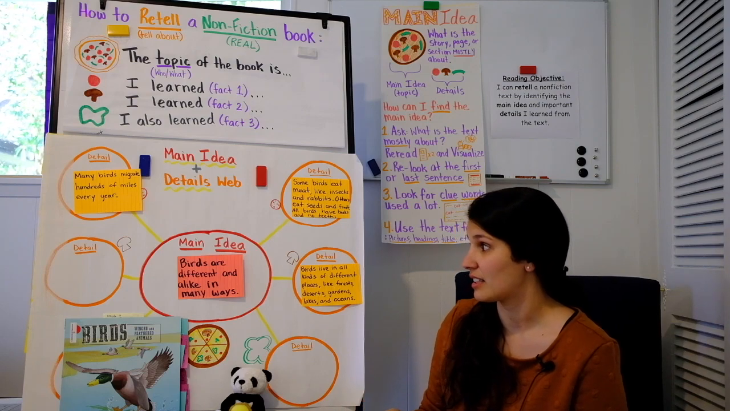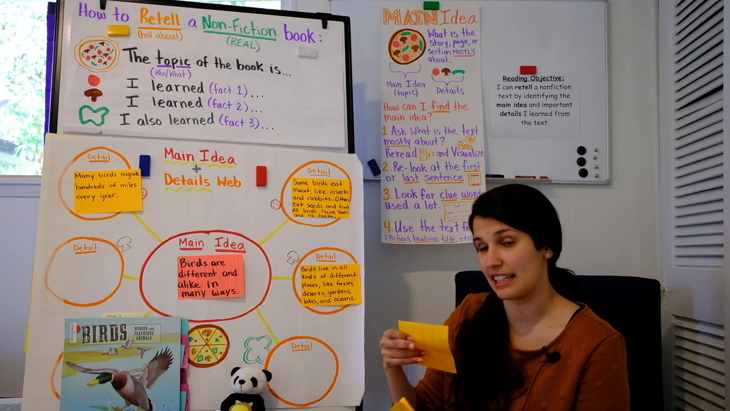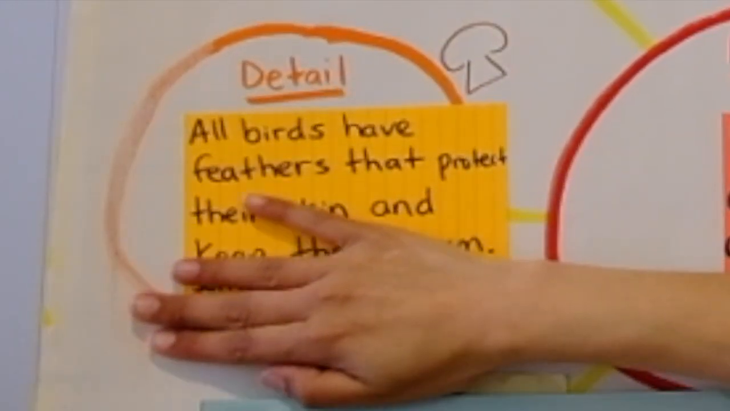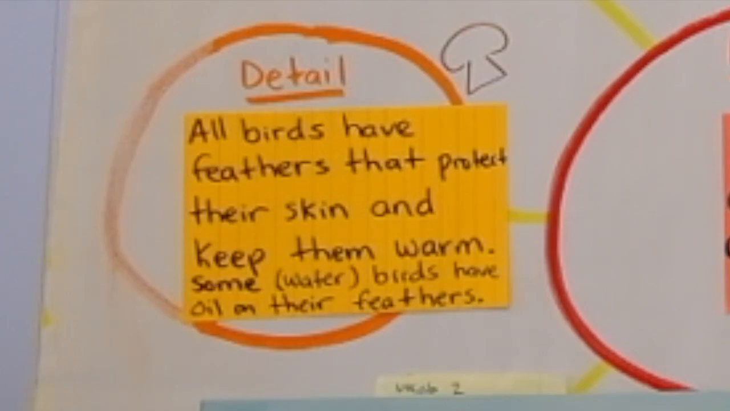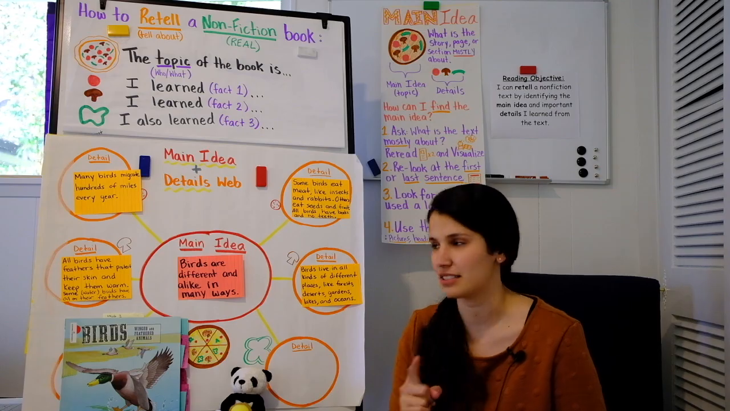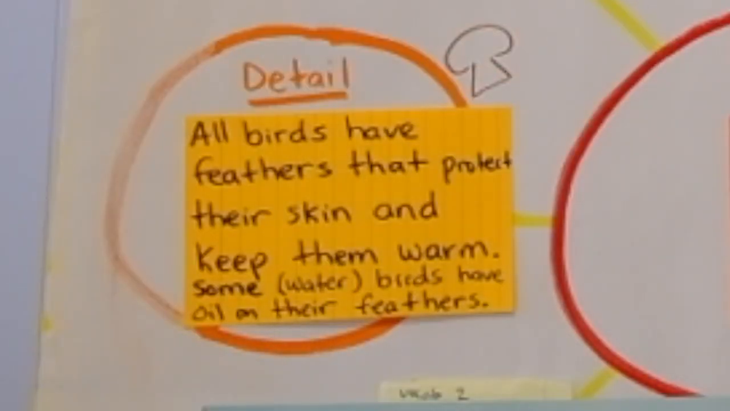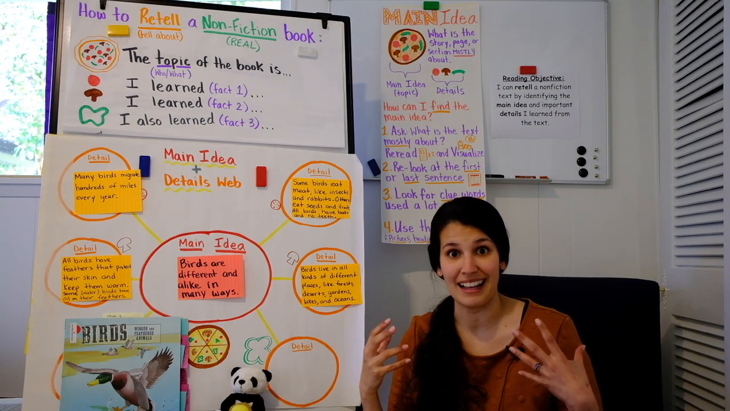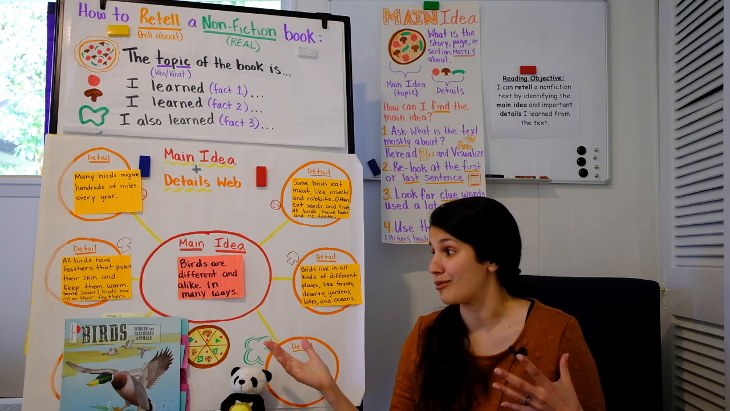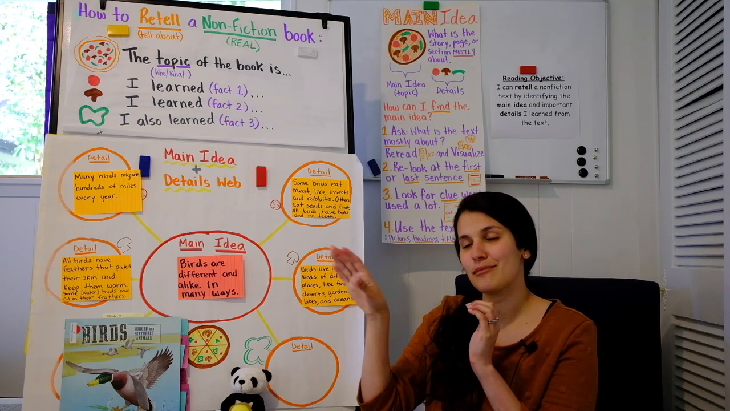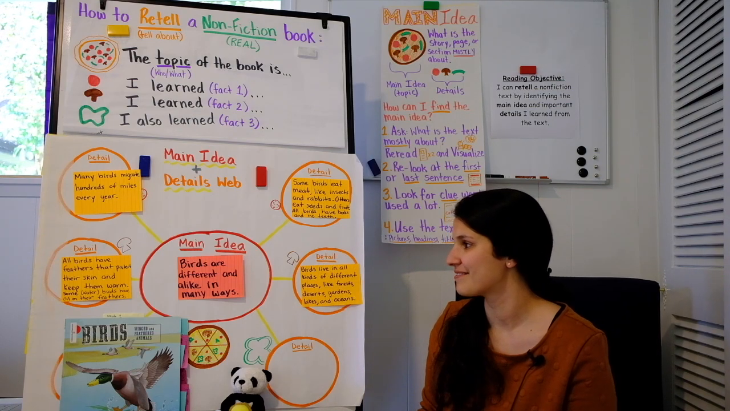Another detail that proves that birds are different and alike in many ways is this one. All birds have feathers that protect their skin and keep them warm. I remember the book taught me that, but the book also said some, the water birds, have oil on their feathers. And remember, the oil on their feathers is what keeps those feathers dry, so it's okay that they get wet in the water. That was something similar, but also something that's a little bit different about some birds' feathers.